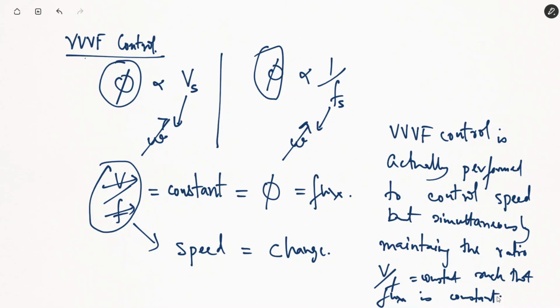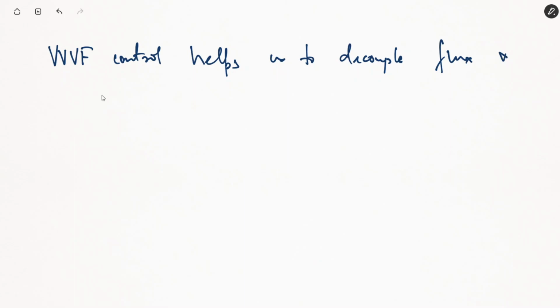So this variable voltage, variable frequency control somewhat helps us achieve decoupling between flux and torque. So we can say variable voltage, variable frequency control helps us to decouple flux and torque. Why? Torque means actually the speed. I'll write here somewhat. So it helps us to somewhat decouple flux and torque such that while we are controlling the speed, the flux does not change in the system.